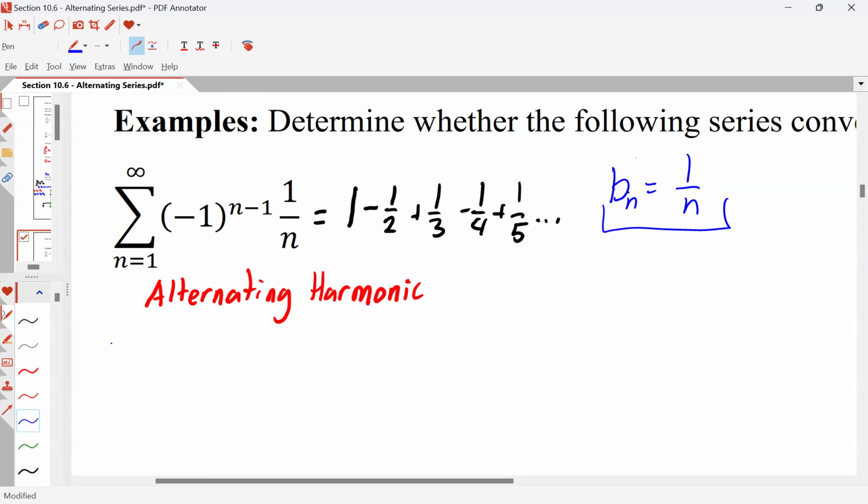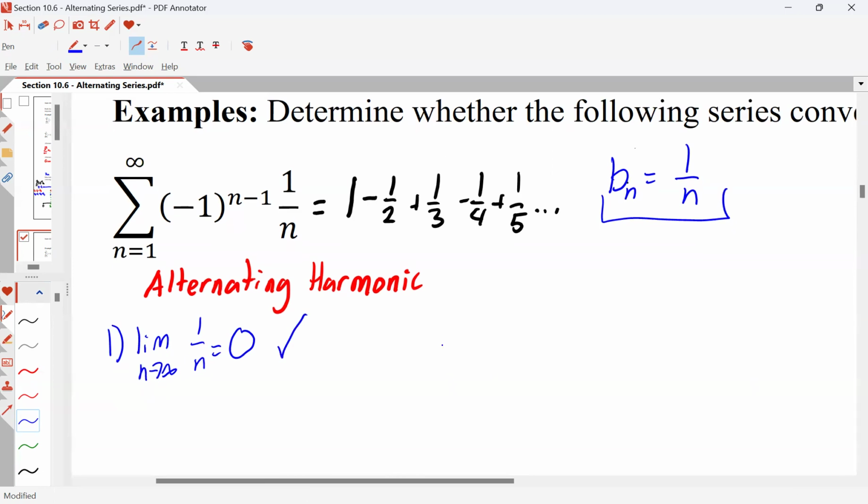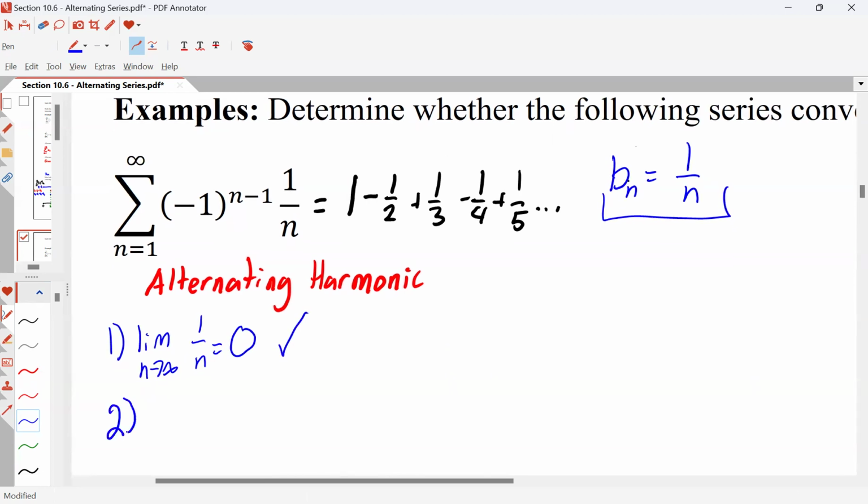First, does the limit as n goes to infinity of 1 over n equal 0? There is really not any work to be done here. This is growth rates. Yes, this is true. This goes to 0 because that denominator keeps growing. And then 2, is b sub n decreasing?